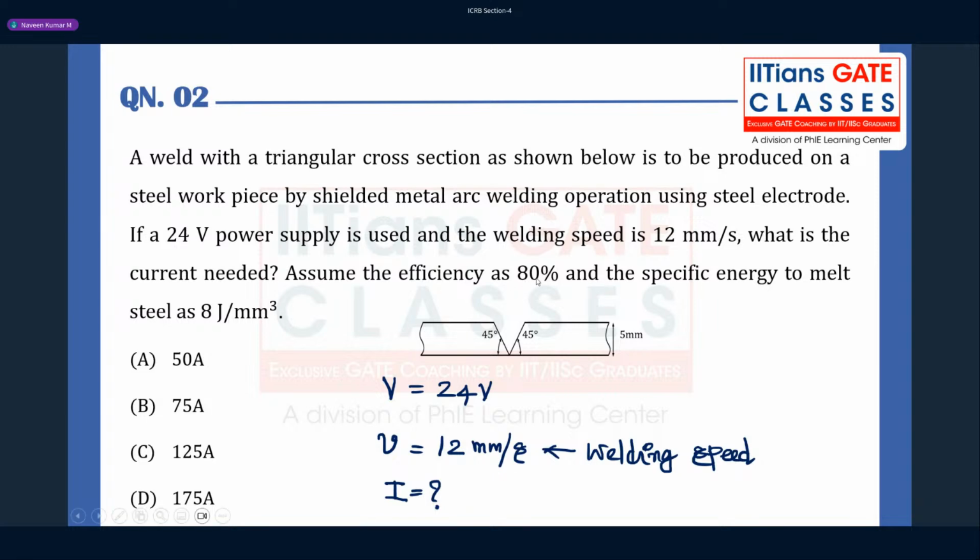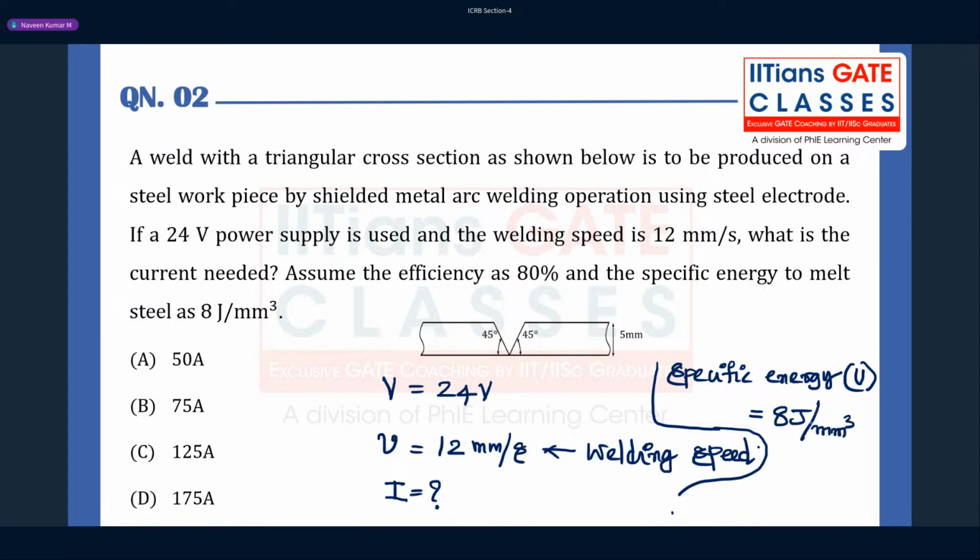Assume the efficiency is 80% and the specific energy to melt is given. Generally specific energy is denoted by capital U, which is equal to 8 joule per cubic millimetre. Good. Now, what is the efficiency they have given? The heat transfer efficiency is 80% because you are providing some power, and that power has to convert into heat, melt the material, and get deposited into this triangular cross section.